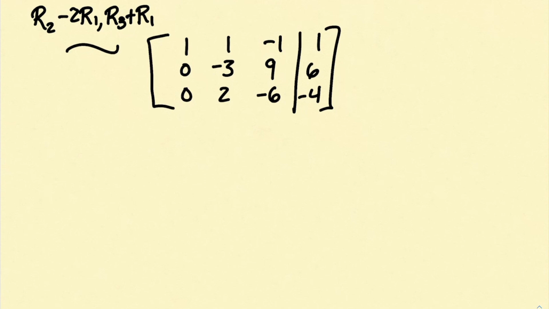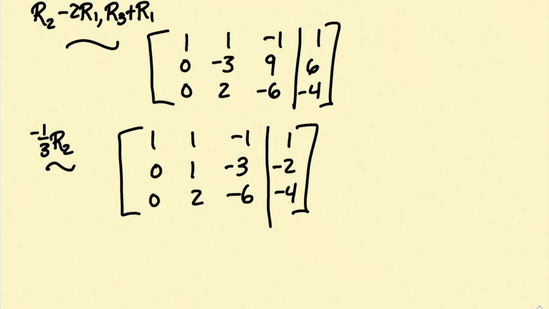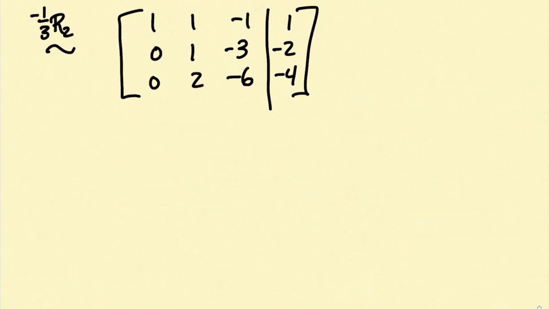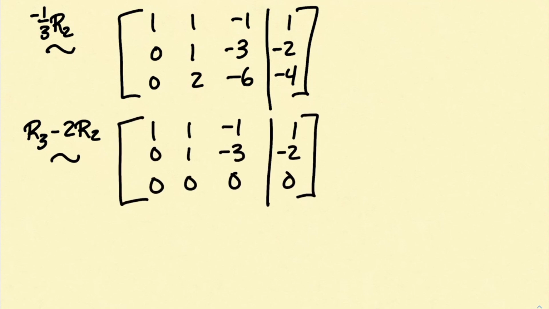I scan from left to right to find the first non-zero column. In this case, my first non-zero column is exactly where I started from. My leading entry is also non-zero, but it's not 1. So I scale my second row by -1/3 to make it a 1. Next, I clear the entries below my leading entry. The only one is this 2. So I'll subtract twice the second row from the third row.